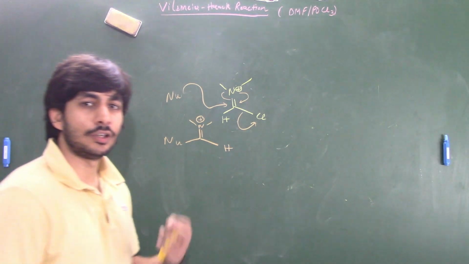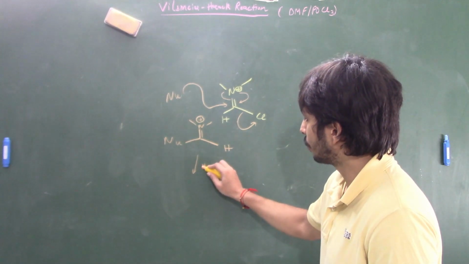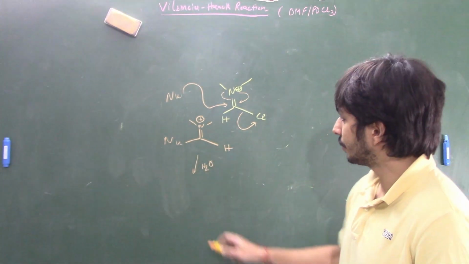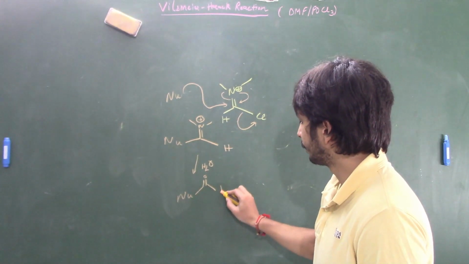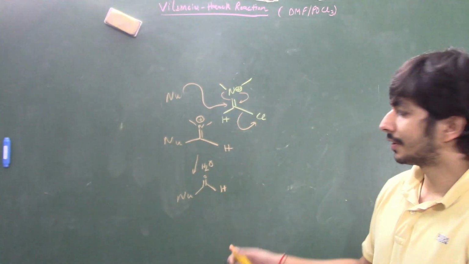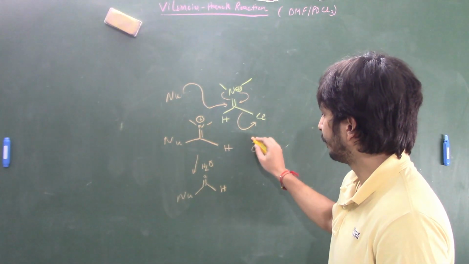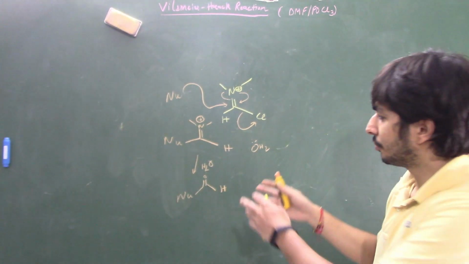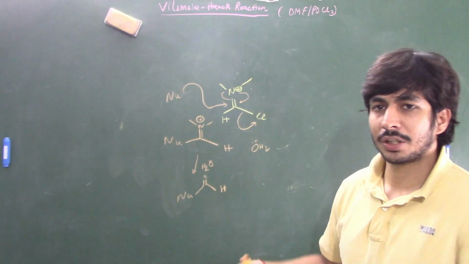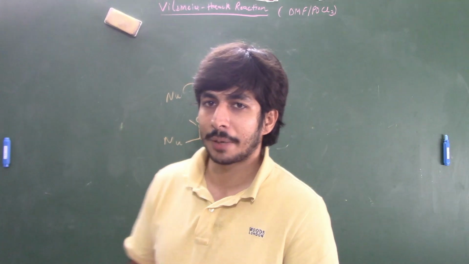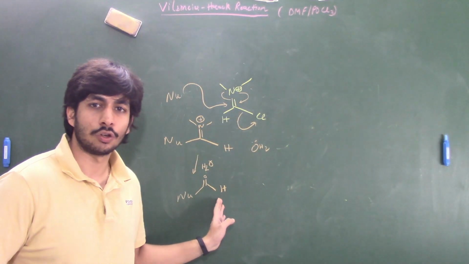And now further, if we do a simple water workup, that means if we simply add water to this, this will convert into an aldehyde. It's very simple. If any of you don't know the mechanism of how we get the carbonyl group from an imine, you can just Google it. It's a very simple reaction, so I'm not explaining it. When you add water, this imine will get converted into an aldehyde or a ketone.